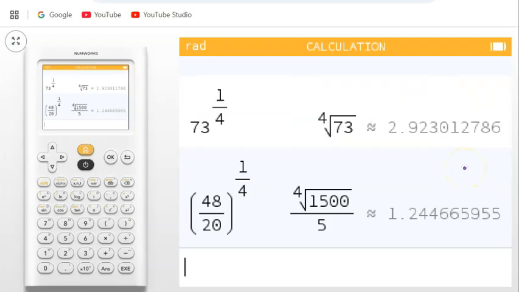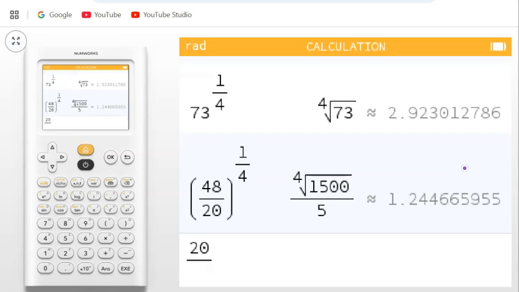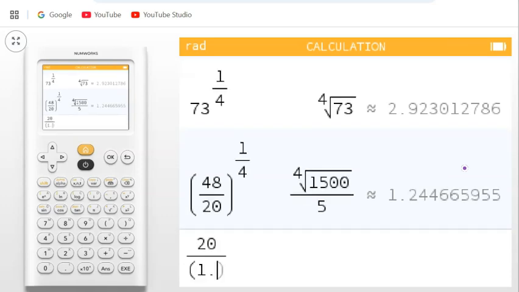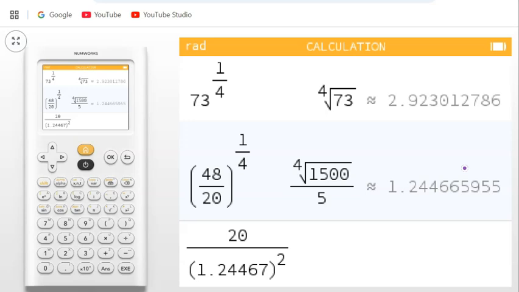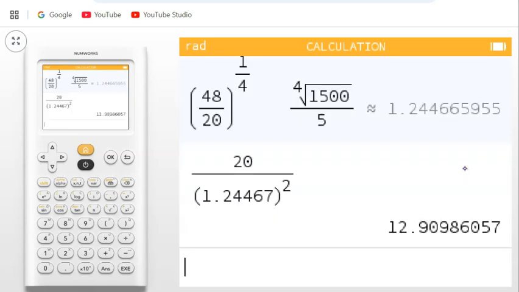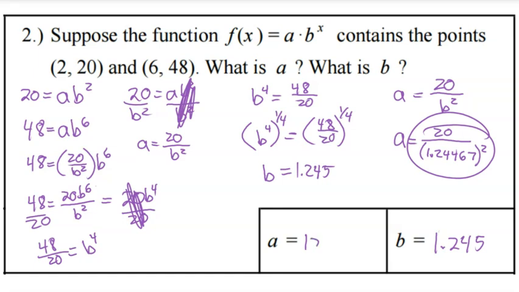Okay, so 20 divided by 1.24467 squared. And that gives us 12.909. But this 8 is going to round this 9 up to a 10. That's going to make this 0 become a 1. And this 9 is going to be a 0. So it's going to be 12.91. So A is about 12.91. Okay? And that's our solution for question 2.